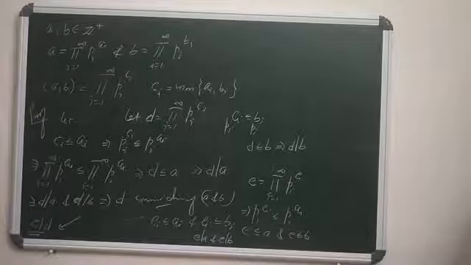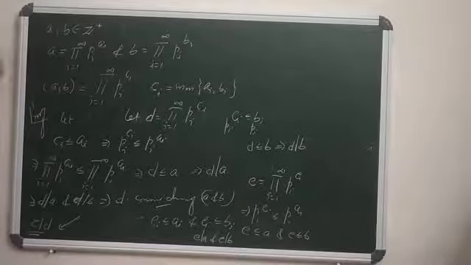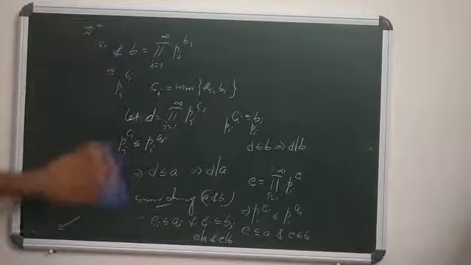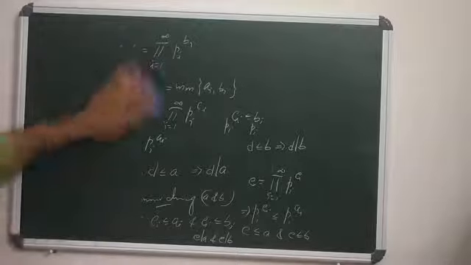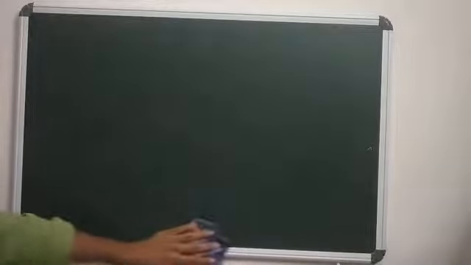That is, if A and B, any two positive integers, have a representation, the product i ranges from 1 to infinity, p_i power a_i and p_i power b_i, then their greatest common divisor is also of the form D equals product i ranges from 1 to infinity p_i power c_i, where c_i is chosen as the minimum of a_i and b_i. Okay. Now we have an important result.